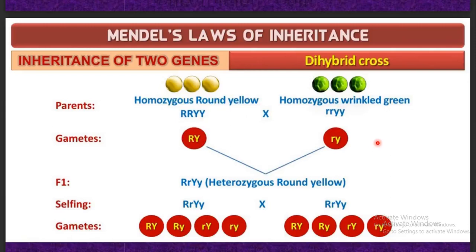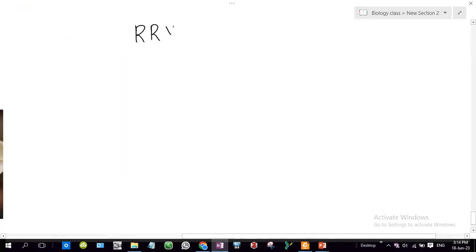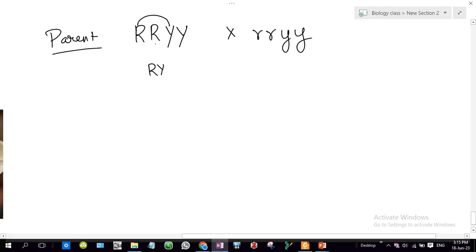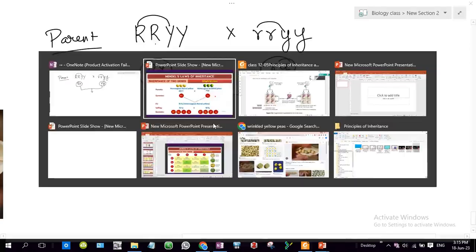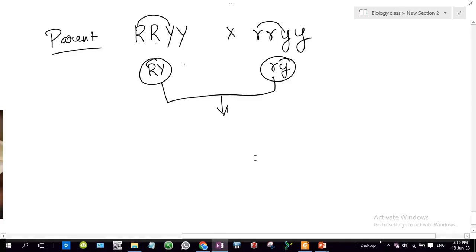Okay, so let's see what are the gametes it can produce. See here, capital R, capital Y crossed with small r, small y. Okay, right. So this is the parent generation. So what will its gametes be? It is going to be capital R, capital Y. Okay, and the gamete of the other is small r, small y. Okay, so in your F1 generation you're going to have, see here, capital R, small r, capital Y and small y.